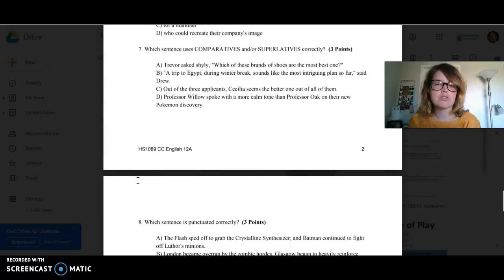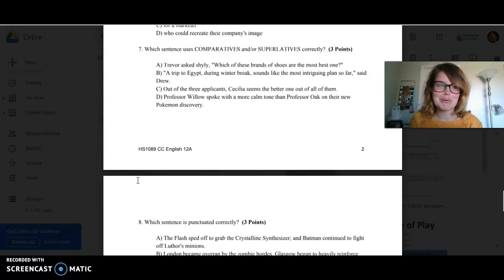In Unit 5, I also talk about comparatives and superlatives. So which sentence uses comparatives or superlatives correctly? A, Trevor asked shyly, which of these brands of shoes are the most best one? B, a trip to Egypt during winter break sounds like the most intriguing plan so far, said Drew. C, out of the 3 applicants, Cecilia seemed the better one out of all of them. Or D, Professor Willow spoke with a more calm tone than Professor Oak on their new Pokemon discovery.